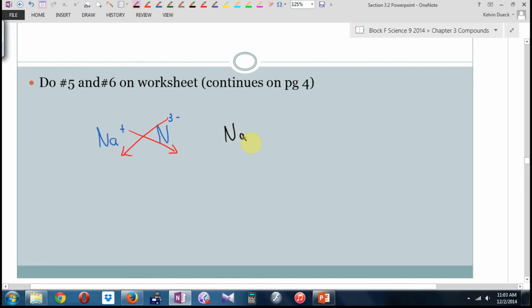What's going to be beneath the Na? N. What's beneath the N technically? 1. Am I going to write it? No. What would I call this? Sodium what? Nitride.